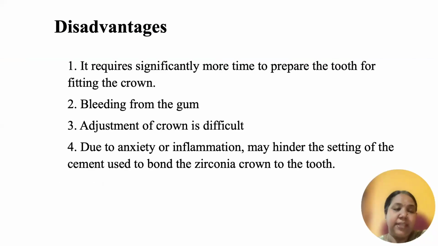But remember, some of the disadvantages include that it requires more time to prepare the tooth. Because we're going to place the margin subgingivally, there can be bleeding from the gums, and you're not going to be able to adjust the crown, so you will have to prepare the tooth. And maybe because of inflammation, or because of not great isolation, the cement and the zirconia may not bond too well, especially in children where isolation is going to be difficult. So these are some of the disadvantages of zirconia crowns.